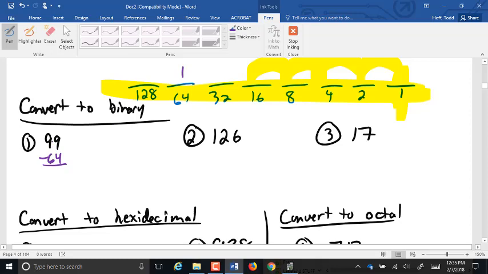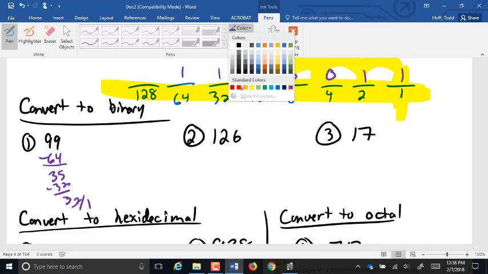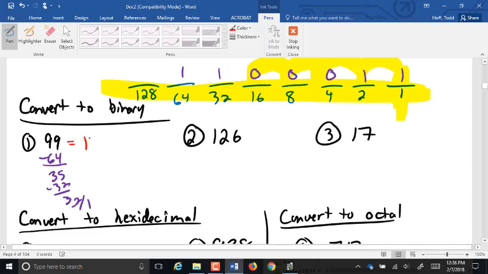So we subtract 64, and we are left with 35. Can we get the next digit, 32? Yes, so we put a 1 there, we subtract 32. Left with 3. Can we get a 16? No. Can we get an 8? No. A 4? No. A 2? Yes, we can. We subtract a 2 and we have 1 left. We can get a 1. So 99 is 1100011 in binary.